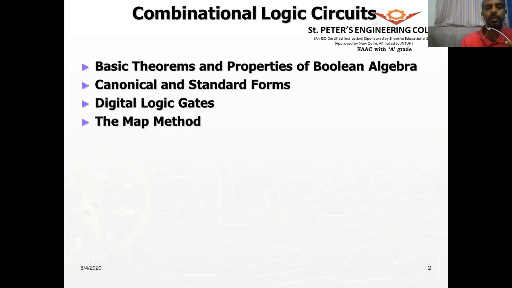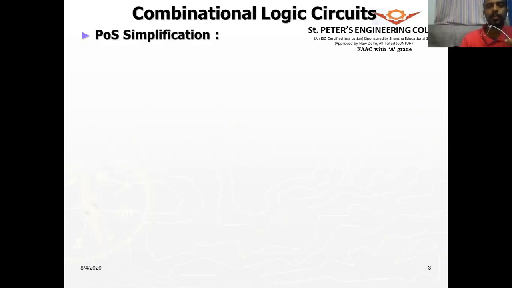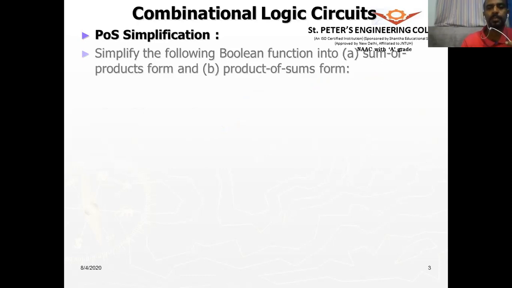So in this session, we will look into the simplification of product of sums and how we can convert from POS to SOP form and SOP form to POS form, which we have already considered in the canonical and standard forms. Here we will be using the map method to do this simplification. Okay, so the POS simplification. Let us take an example of product of sum simplification.